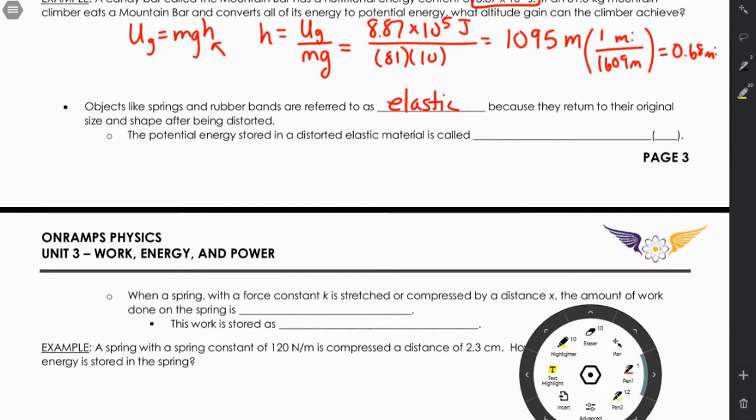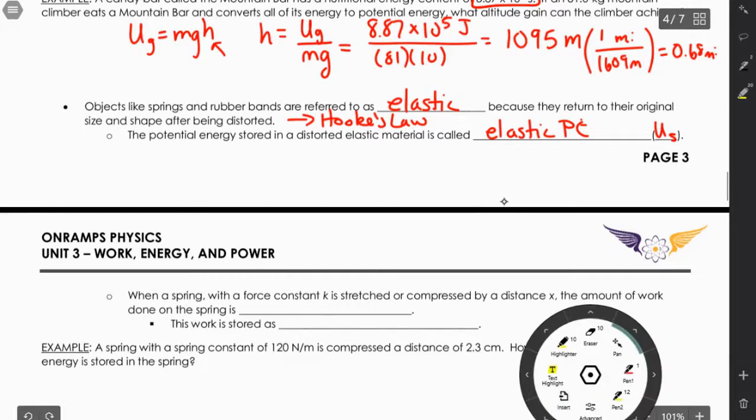Now, again, this is a conservative force. This is the Hooke's law we talked about. We talked about Hooke's law before, and we talked about springs and restoring forces. So the potential energy stored in a distorted elastic material is called elastic potential energy. Sometimes you'll see it abbreviated as U sub E.